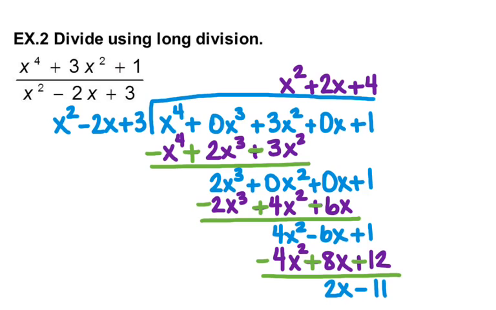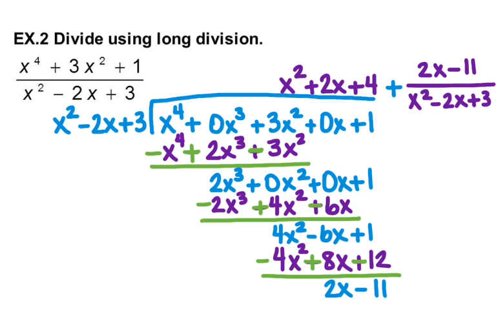Okay, so again, I need to see x squared times what will equal 2x. Well, there isn't anything that I could multiply x squared times to get 2x because x squared is a bigger term, a higher exponent than 2x. So in this case, I did not get a remainder of 0. So for the remainder, 2x minus 11, I need to add that to the end of my answer. So I'm going to put plus 2x minus 11 over what we were dividing by, x squared minus 2x plus 3.